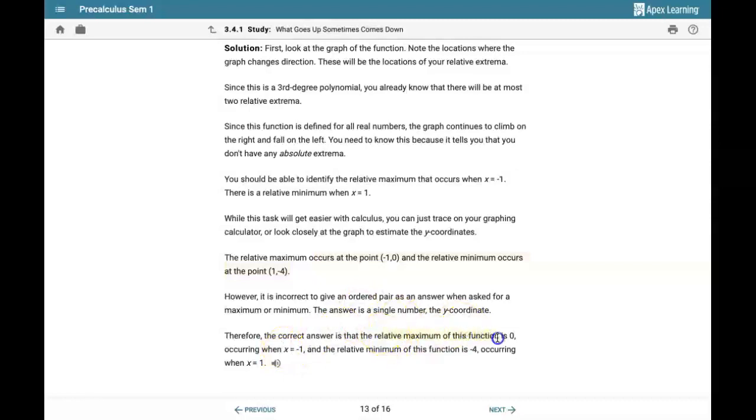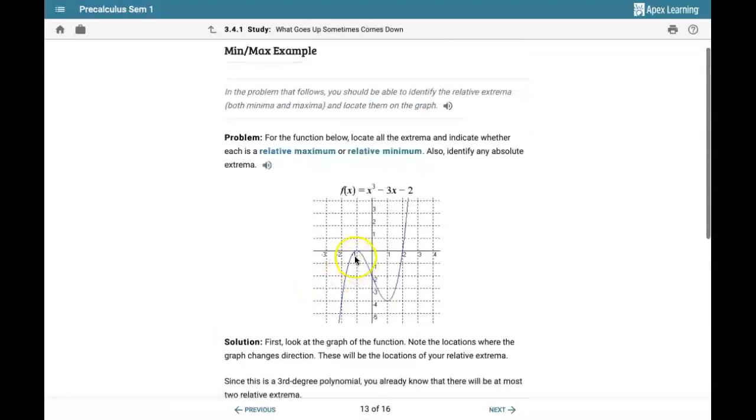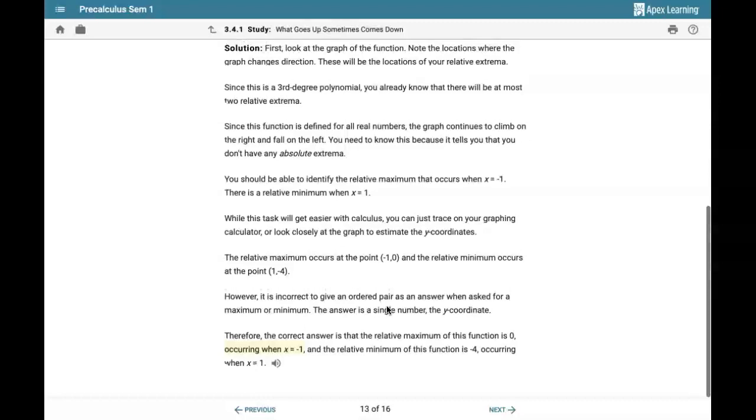But if it's asking you just for the maximum or minimum, you would say the relative maximum of this function is 0, occurring when x is equal to 1. So it's saying right here, the highest point, or the relative highest point, our relative maximum is 0 when x equals 1. Same thing over here, our relative minimum is equal to -4 when x is equal to 1. Again, it's all about phrasing and saying it in the correct terminology.